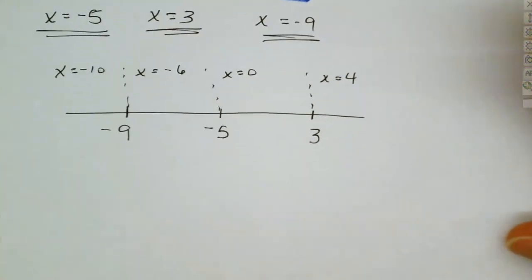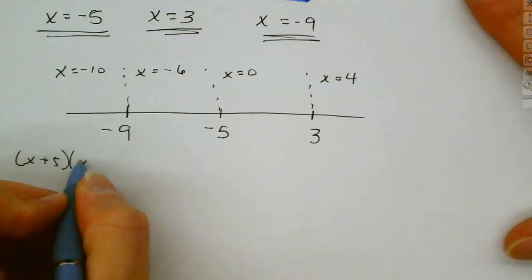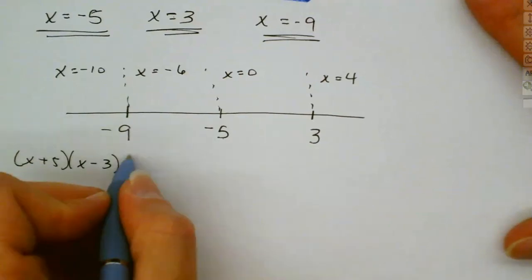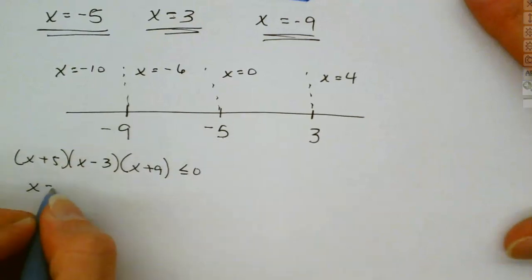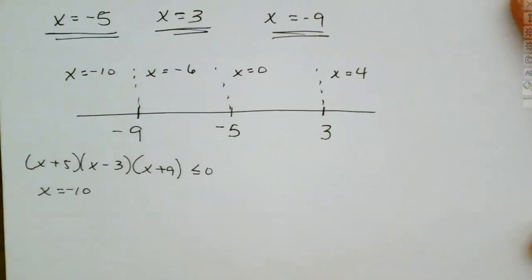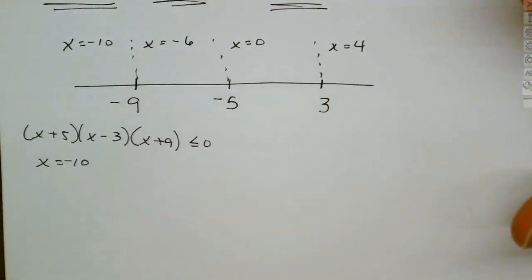And so we're going to check them back in the original. So (x + 5)(x - 3)(x + 9) is less than or equal to 0. Let's start with a negative 10. Okay, we've got to check each one. You can't skip steps. You can't just assume that they switch back and forth. You have to check each one.